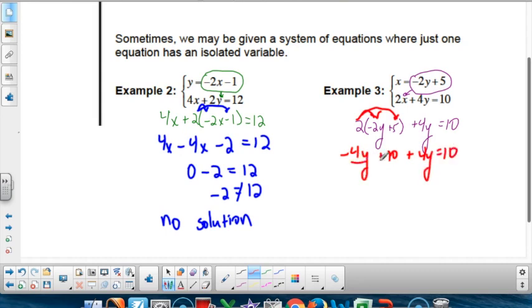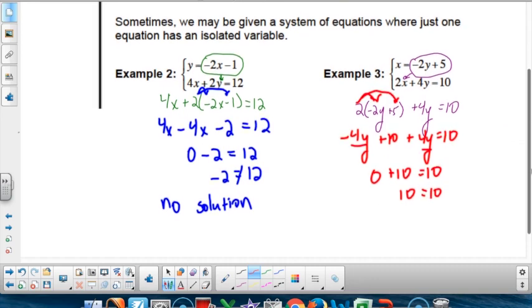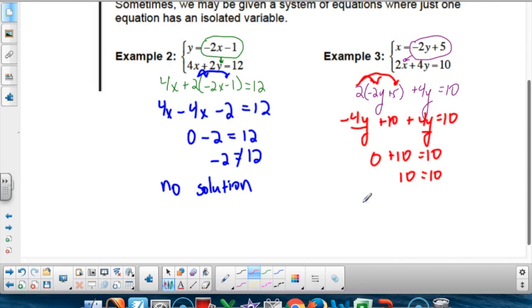And now I'm going to combine like terms. I've got negative 4 plus 4. That goes to 0. And 0 plus 10 is equal to 10. So we got all our variables disappeared. We got a solution that is true. That, just like when you're solving equations, means we have infinitely many solutions.